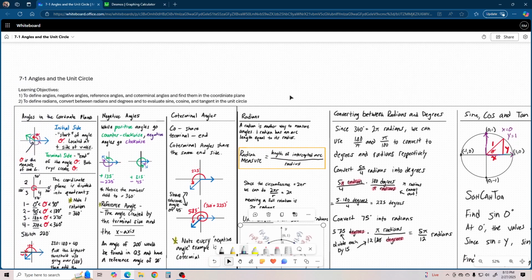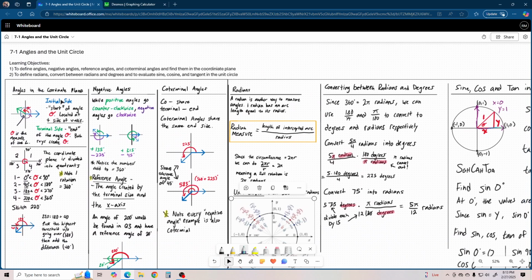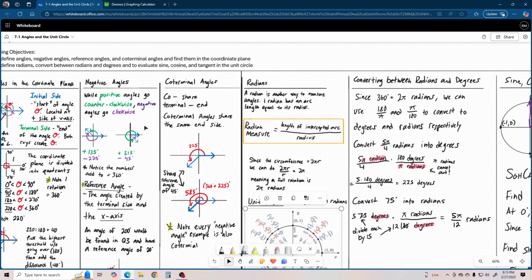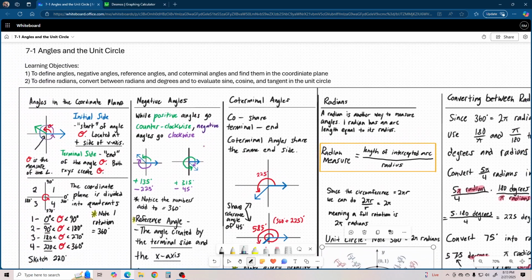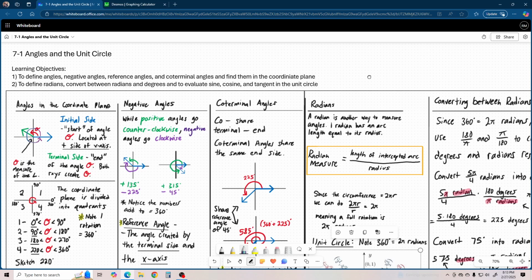All right, so this is just lesson 1. We're just kind of talking about the basics of what it even means to do trig. We're talking about what coordinate planes are, how we can read angles, what reference angles are, coterminal angles. We talked about a lot of things. So in review, we defined angles, negative angles, reference angles, and coterminal angles, and found them in the coordinate plane. And then we defined radians and converted between radians and degrees, and then evaluated sine, cosine, and tangent in the unit circle.